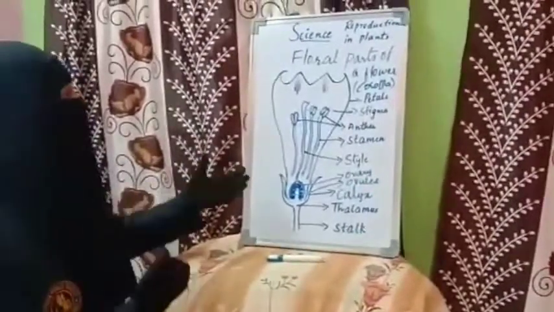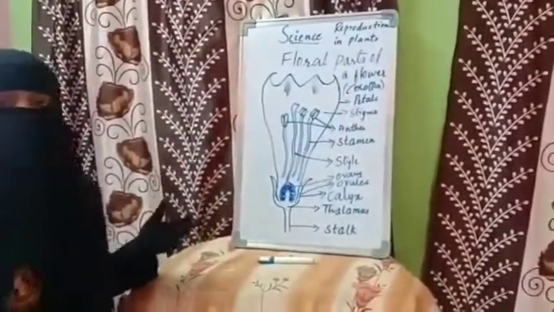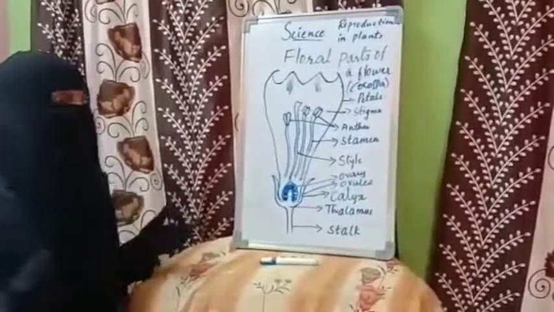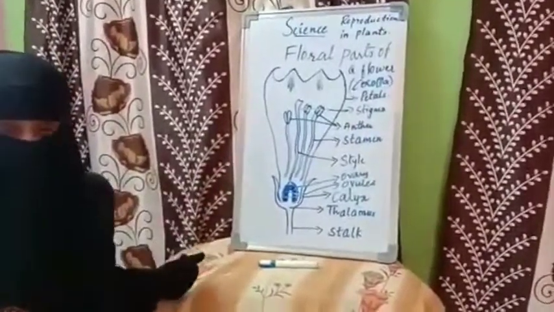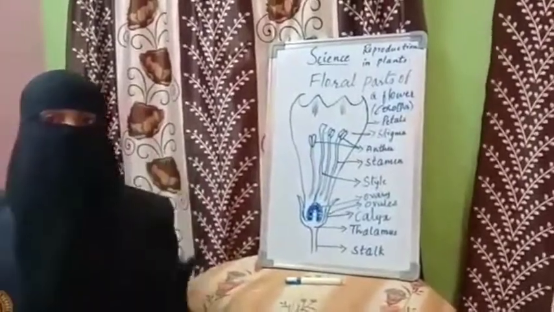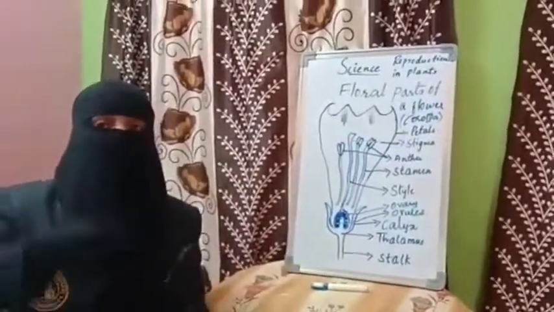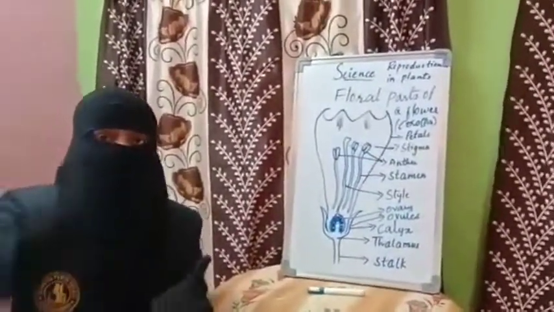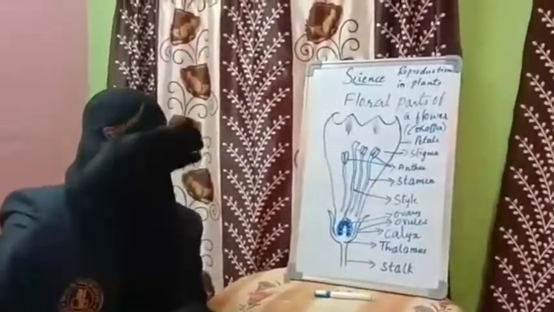So let us take a flower and let us cut it in a longitudinal way, or let us do a longitudinal section of a flower. So what is meant by longitudinal section? Let me explain to you. Take an apple and cut it. How do you cut? From top to bottom. You cut in this way. That is what longitudinal section is.